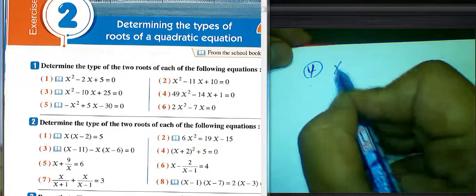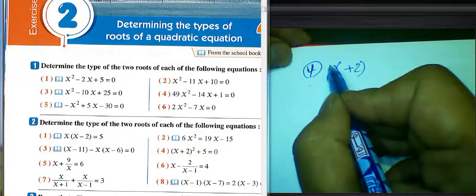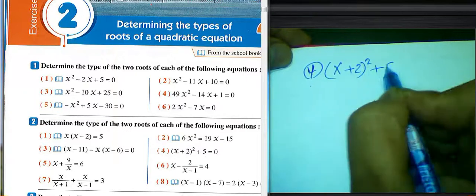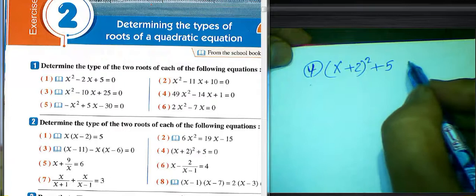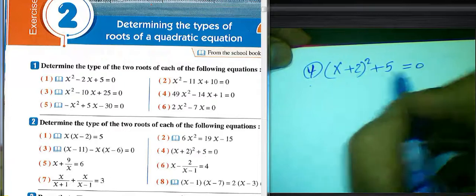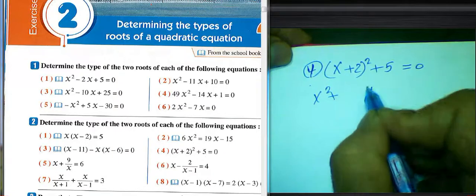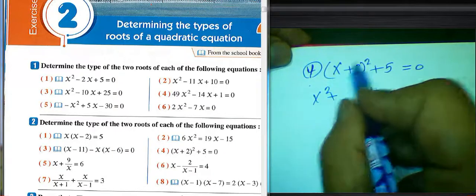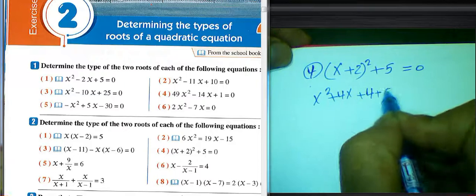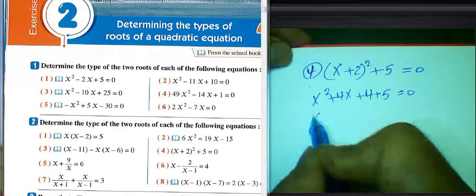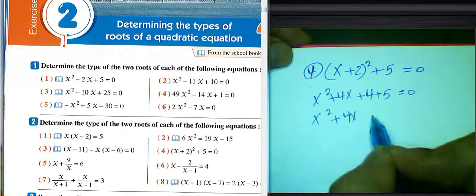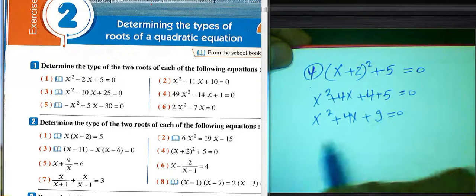Question 4: (x + 2)^2 + 5 = 0. First, we will simplify it. x^2 + 4 + 2 times x times 2 equals 4x, + 5 equals 0. So x^2 + 4x + 9 equals 0.